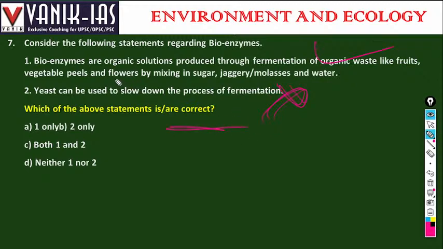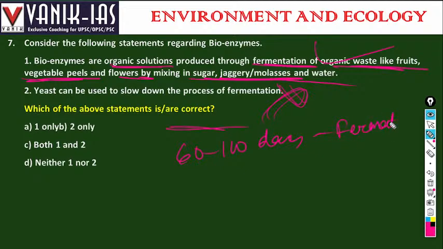Bioenzymes are organic solutions created by fermentation of organic waste like fruit and vegetable peels and flowers, by mixing sugar and molasses with water. It takes around 60 to 100 days to ferment organic waste. If you use yeast, then fermentation will occur in around 45 to 50 days.